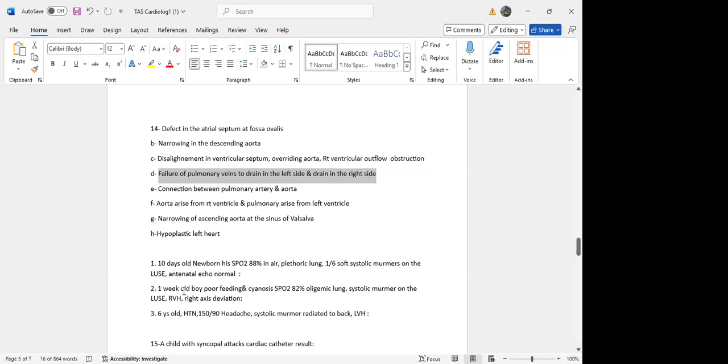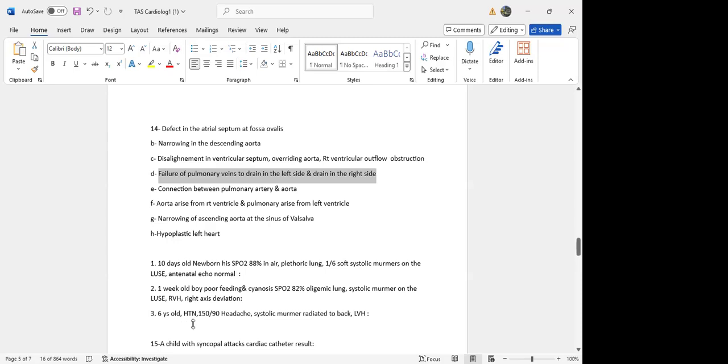Next, a 1-week-old boy with poor feeding, cyanosis, saturation is 82 with oligemic lung fields. Now they're telling you there is no flow to the lung. Systolic murmur at the left upper sternal edge, right ventricular hypertrophy, right axis deviation. So what is the diagnosis over here? This is simple, what's the diagnosis? TOF. So what is the option from above? It's C. Most likely C. Okay, the malalignment one, the C.